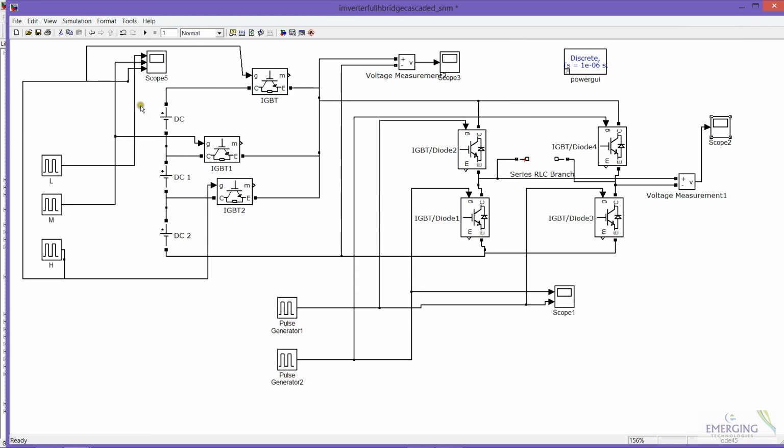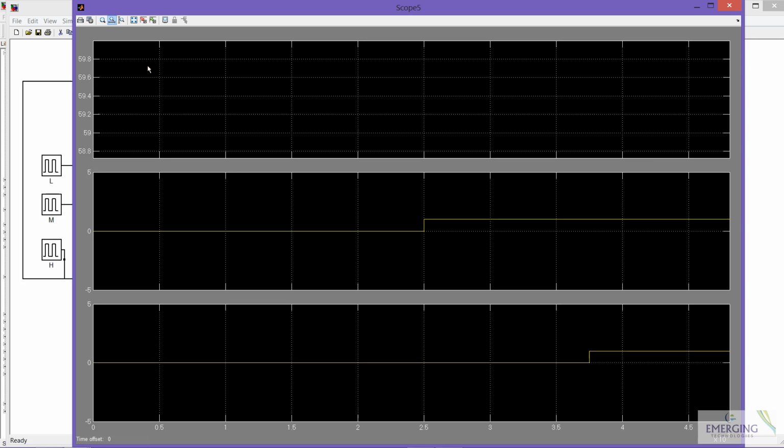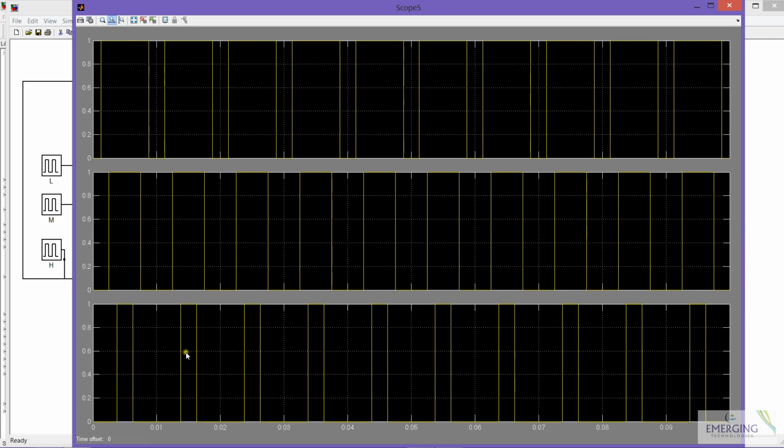And then we can see the three signals at different waveforms. This is the first one is on, and this is the second one, this is the third one.